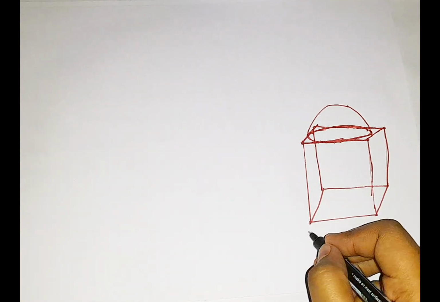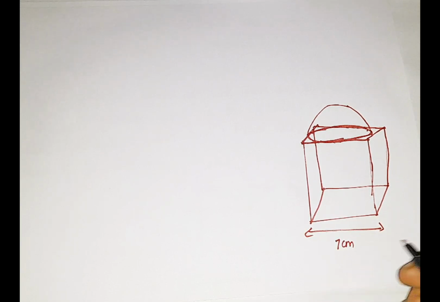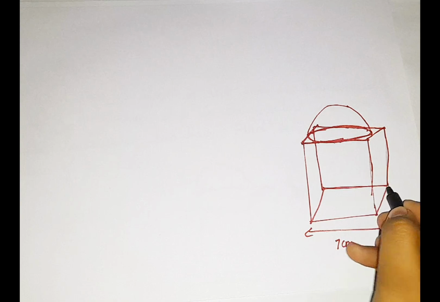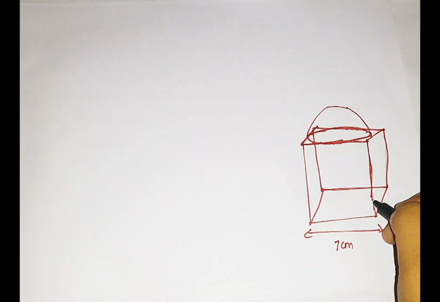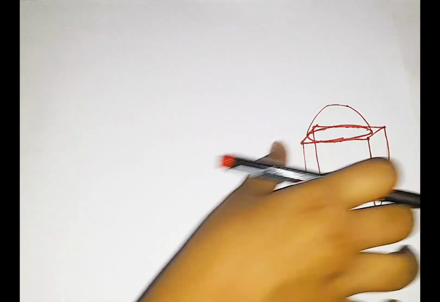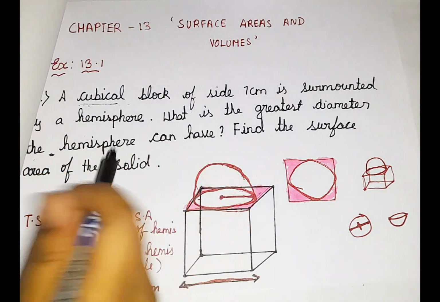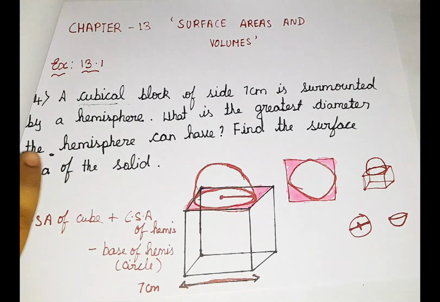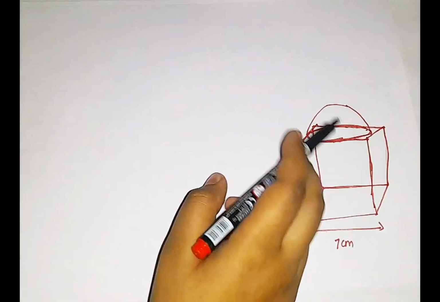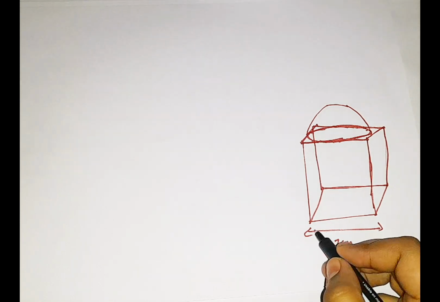Now the side of the figure is 7 centimeter. According to the question, they asked us to find the greatest diameter of the hemisphere. Since it is a hemisphere, we are supposed to find the greatest diameter. First of all, here it is 7 centimeter.